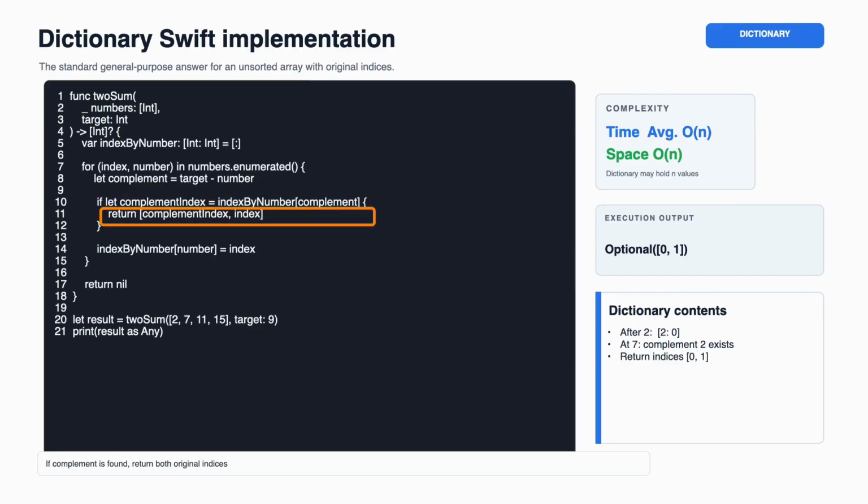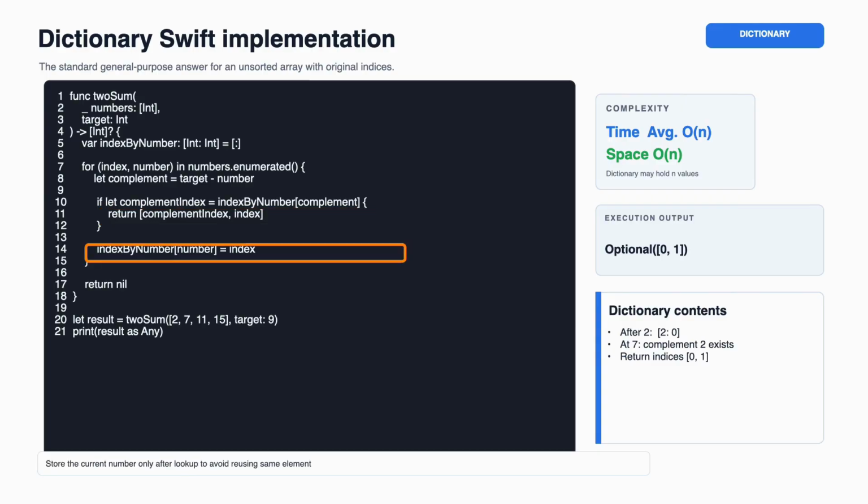When the complement is not found, we store the current number and its index. Then, there is an important detail here. We check for the complement before inserting the current number. This prevents us from accidentally using the same array element twice.